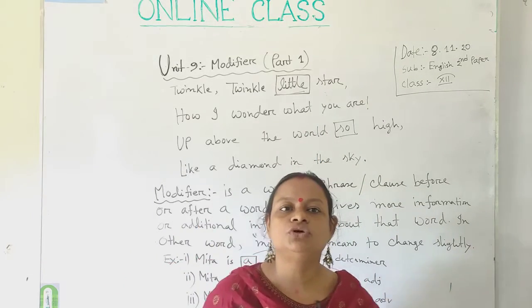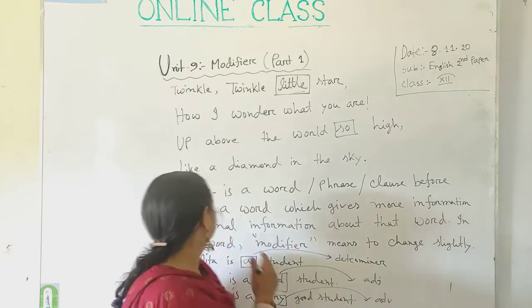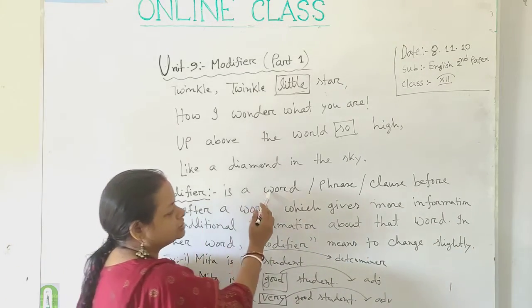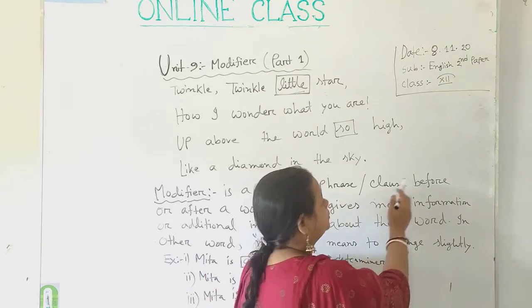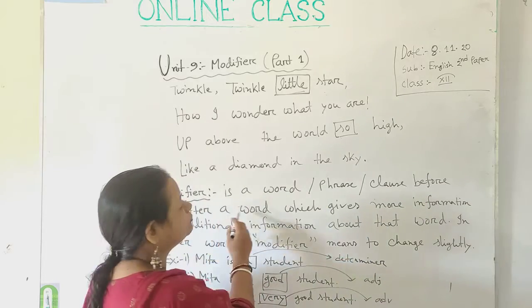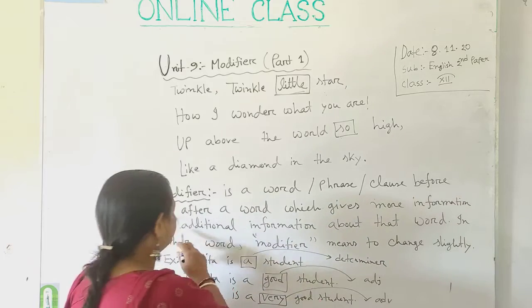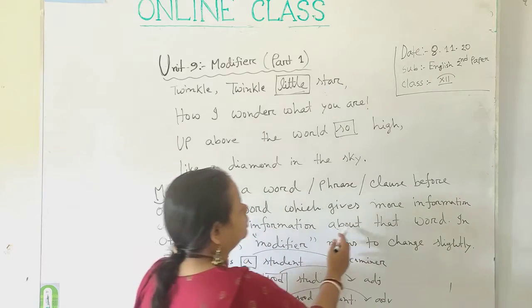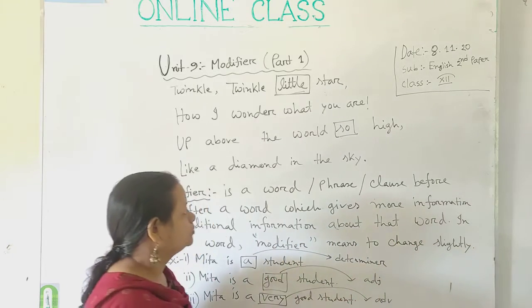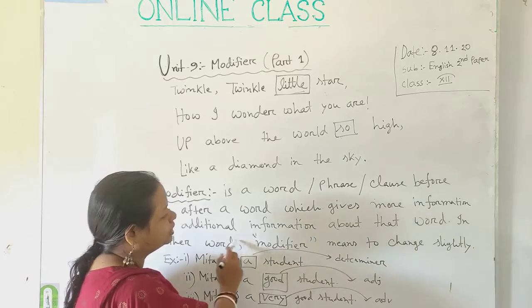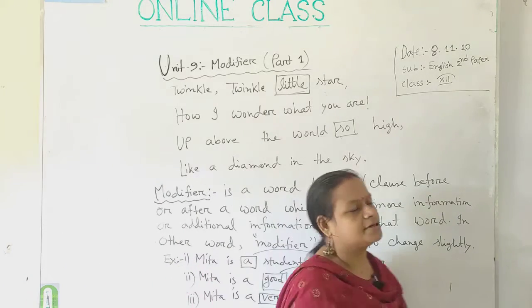Now, we have to know what is modifier. Modifier is a word or phrase or clause before or after a word which gives more information or additional information about that word. In other words, modifier means to change slightly.